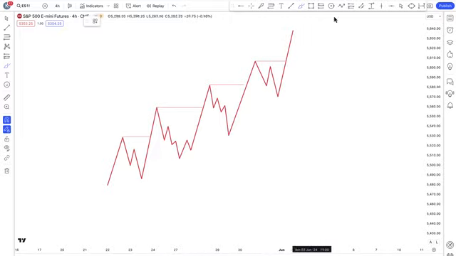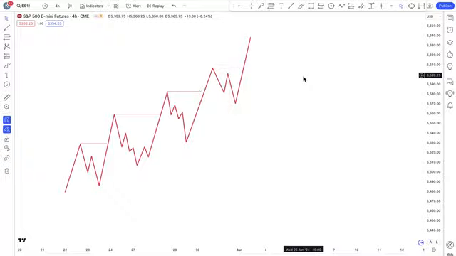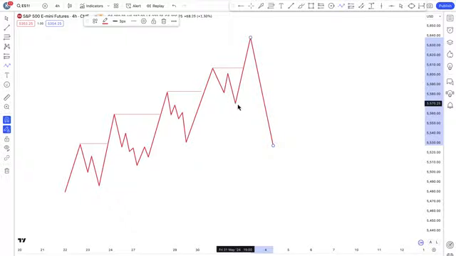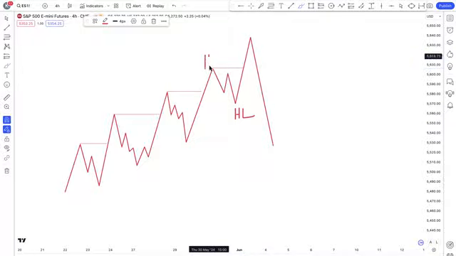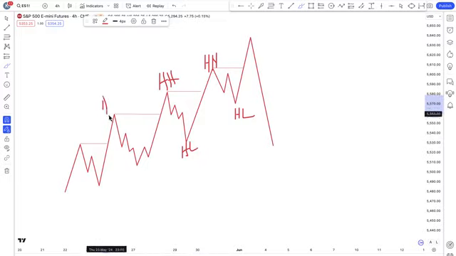So the only time we say we have a change of character or market structure shift is when you see price crashing below your recent higher low. All right, HL. This is HH. These are the elements of an uptrend, higher highs and higher lows. I hope you are looking at this and you are learning something. HL. So these are the elements of an uptrend.